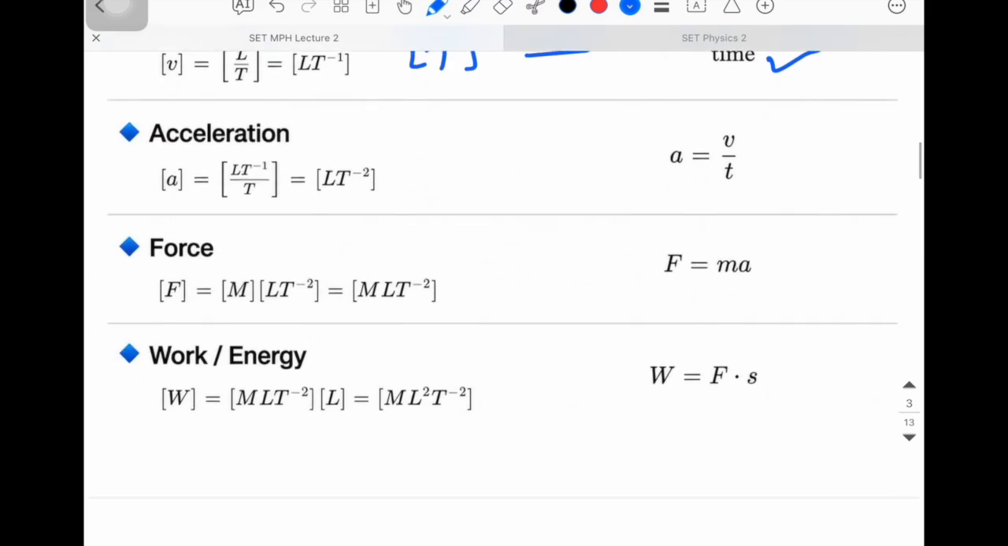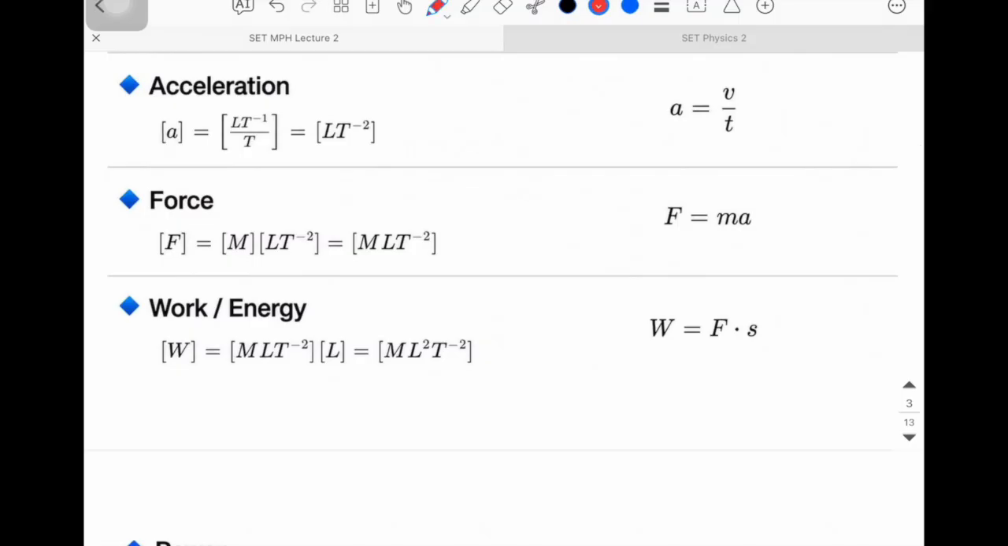For another example, acceleration. Average acceleration is final velocity minus initial velocity upon time. So actually it is one quantity, velocity, upon another quantity, time. We already know the velocity is L t power minus 1 and time is t. So this becomes L t power minus 1, and the denominator 1 by t, when it comes to the numerator, also becomes t power minus 1. So this will be equal to L t power minus 1 into t power minus 1, equal to L t power minus 2. That is the dimension of acceleration.